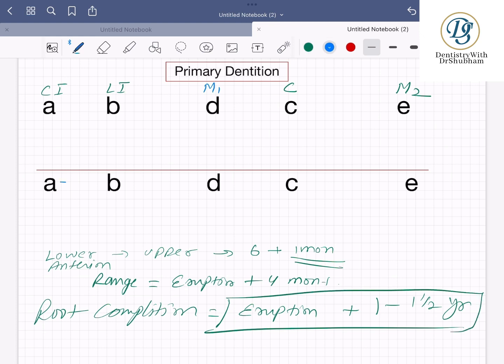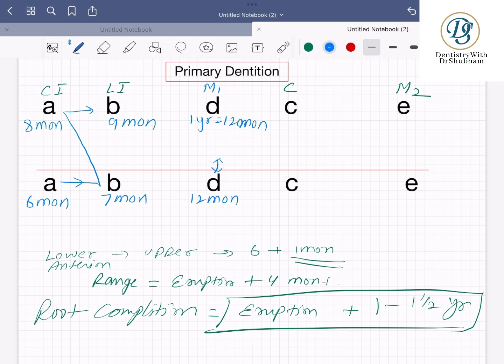You have to go in a reverse Z pattern, right? Reverse Z pattern. 6 months. What comes after 6? 7. What comes after 7? 8 months. What comes after that? 9 months. Simple. Then we just have to jump to 1 year. 1 year, basically 12 months. Basically 12 months. These are the same.